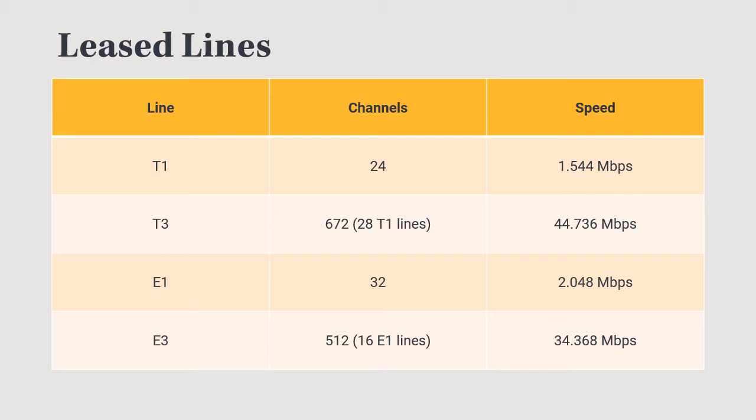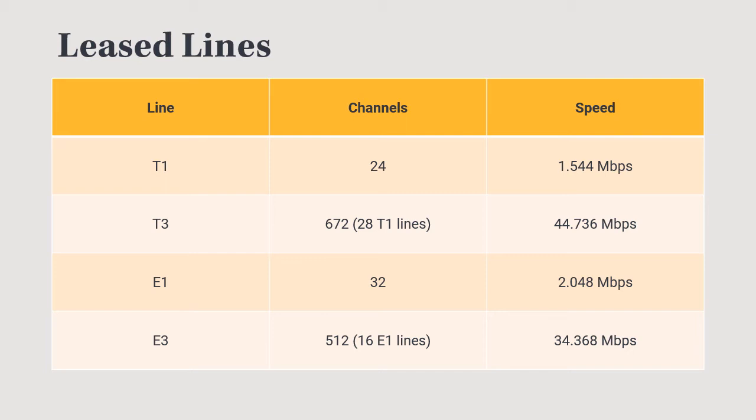And then a T3 line, we're basically going to take 28 T1 lines and bind them together. So we're going to have 272 channels, giving us a total of 44.736 megabits per second. And so these would be the lines that would be available in the United States, the T1 and the T3.